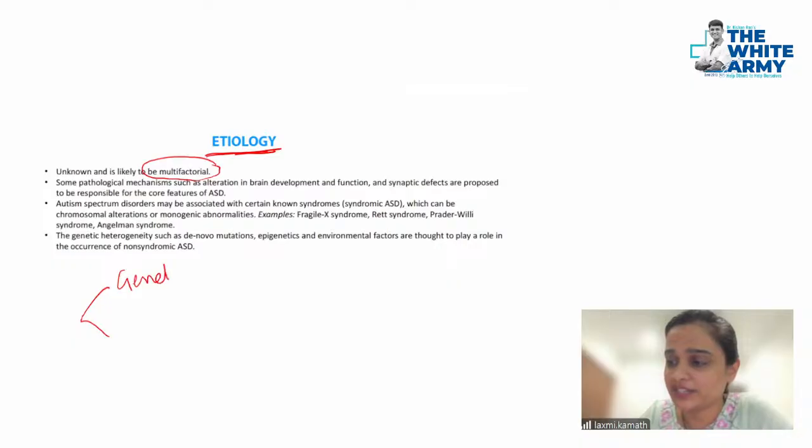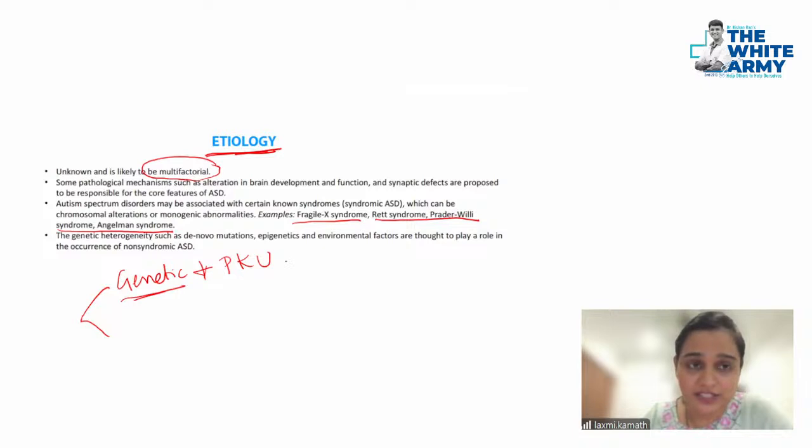Now in genetic, it can be some syndromes like Fragile X syndrome, Rett syndrome, Prader-Willi syndrome, Angelman syndrome. Plus, there are some IEMs where it is commonly seen, like phenylketonuria. Okay, these are the genetic causes which may be related to the causation, which is still not proven. So these syndromes have a higher incidence of autism spectrum disorders. So what are the acquired ones?